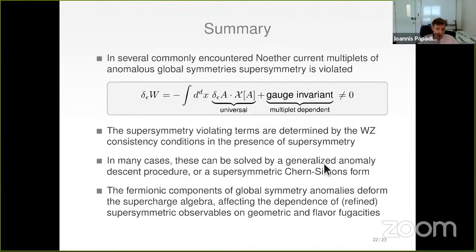And the consequence of this observation is that the fermionic components of these global symmetry anomalies deform the supercharge algebra. As a consequence, this affects the dependence of supersymmetric observables, like refined supersymmetric observables with a flavor, on geometric fugacities.